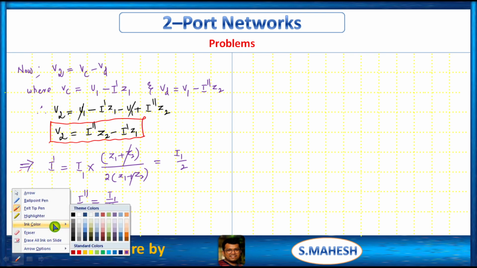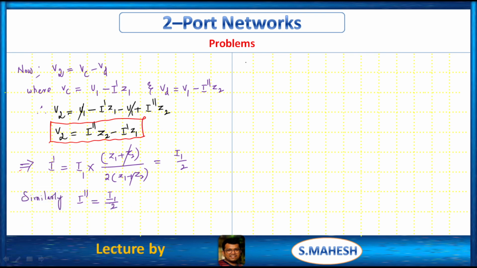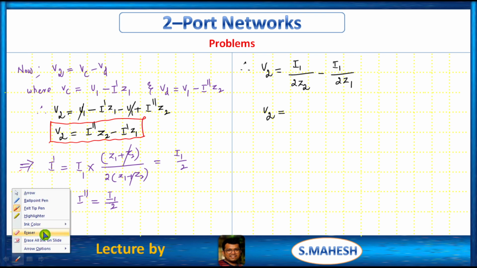Therefore, V2 equals I1 by 2 into Z2 minus I1 by 2 into Z1. V2 equals, sorry, Z2, upper part is Z2.